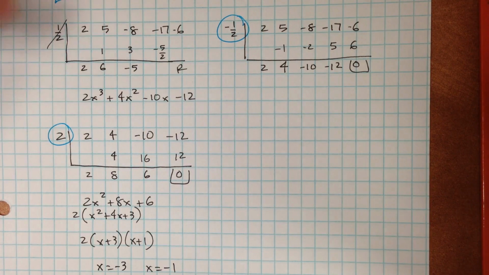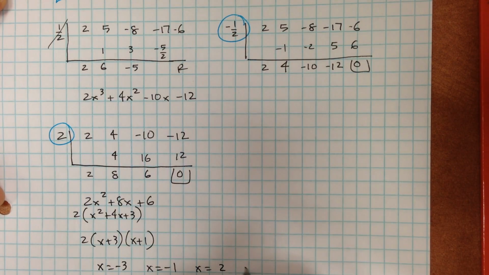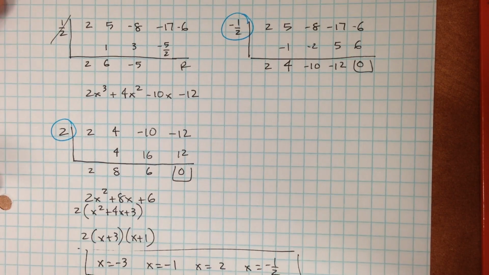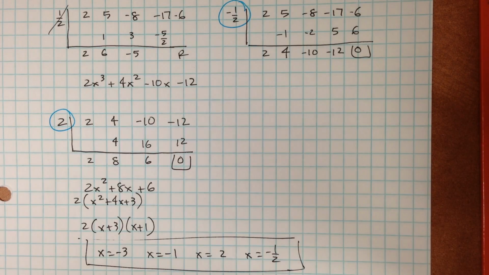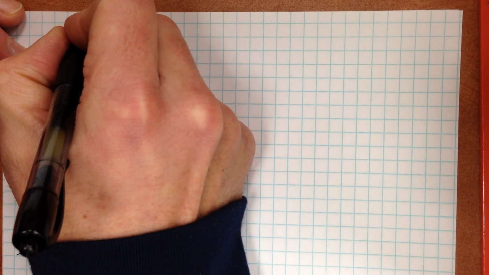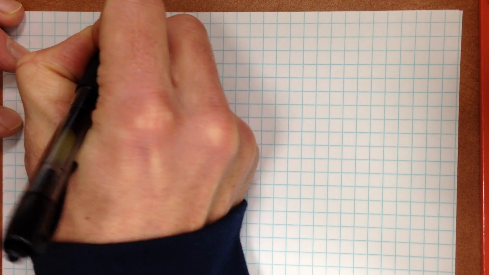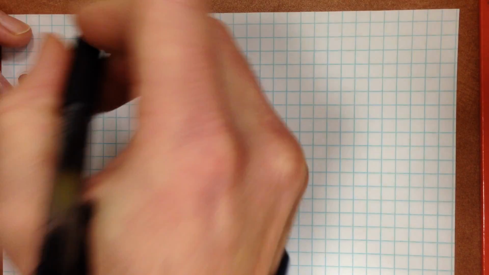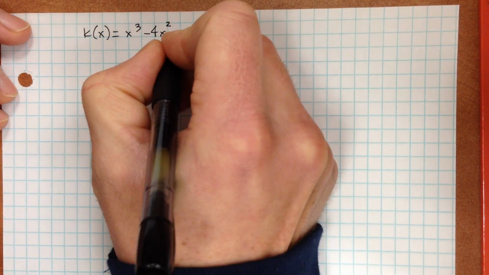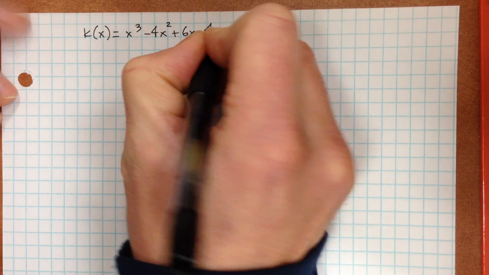If I take my previous 2 roots that I have found of 2 and -1/2, you have found the 4 roots of our polynomial. I think we should do one more example right here, and then we'll be finished for the day. How about k of x equals x cubed minus 4x squared plus 6x minus 4.